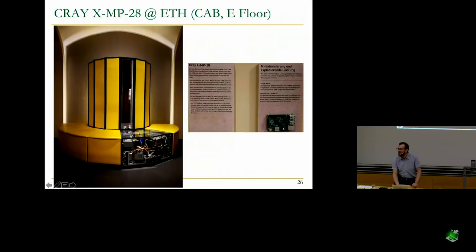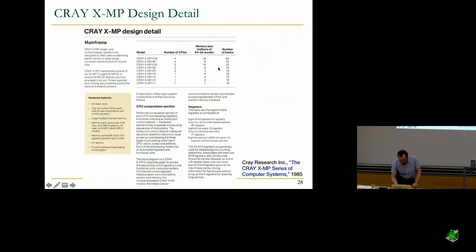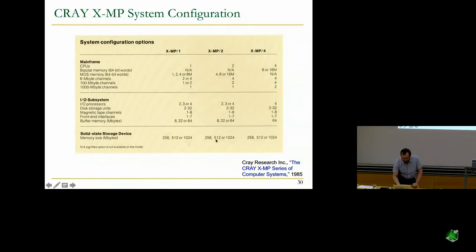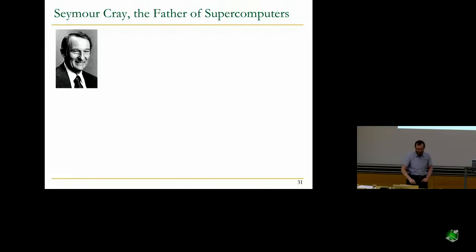And there are design details. This actually has two CPUs and the memory. It's relatively old over here. Okay, I'm not going to go through this, as you can see. But these are real machines. And they're real I/O and memory subsystems, as you can see. And this is Seymour Cray. He's actually responsible for a lot of the vector machines. And he's also responsible for this nice quote.